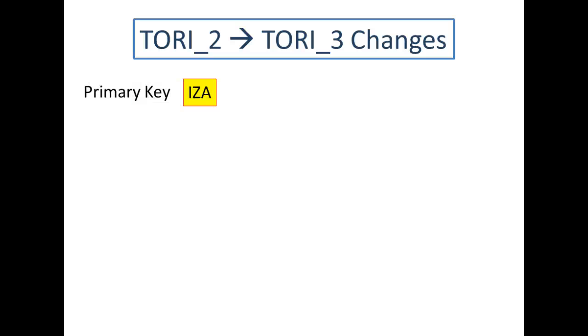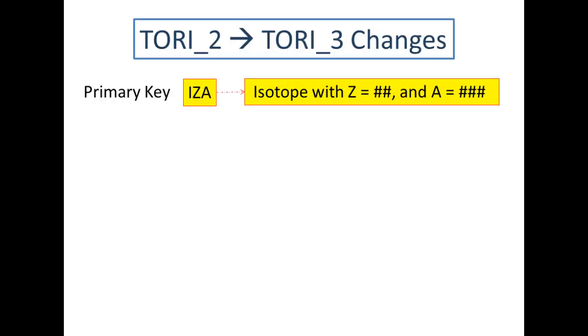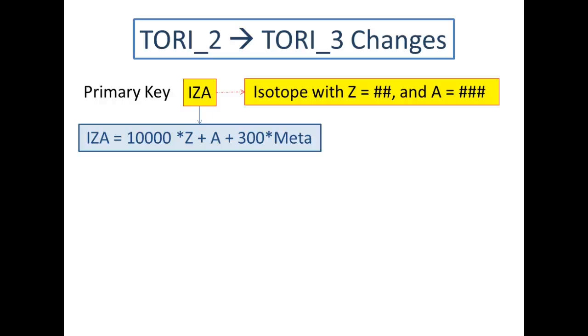The most important difference between the Tori 2 parents table and my isotopes table is the primary key. They use a code called ISA, an isotope with a Z value of this and an A value of that. It uses a fairly complex equation to turn those values into an integer that uniquely identifies each isotope. That code number is the primary key that identifies the isotope in all of the other tables in the Tori 2 database. I'm throwing out the whole ISA integer scheme.